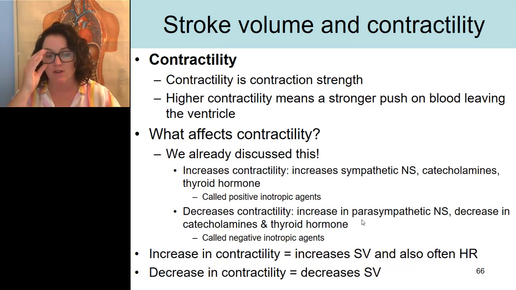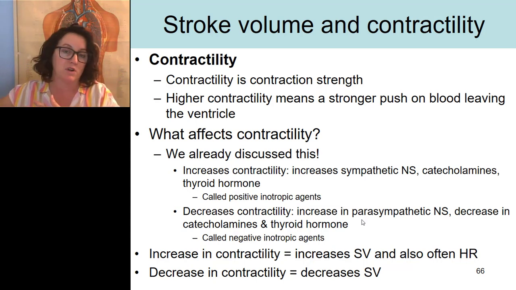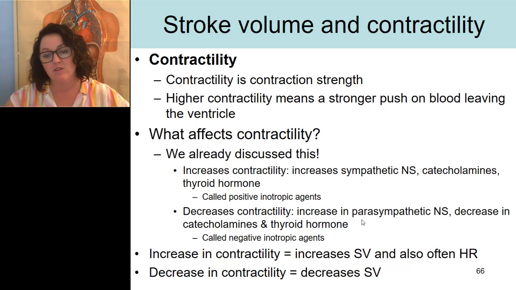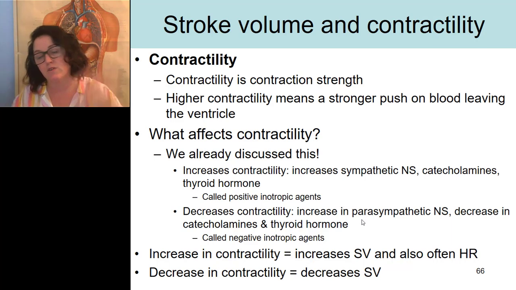Okay, so in summary, if we increase contractility, we're going to increase stroke volume, and don't forget we also increase heart rate. If we decrease contractility, we're going to decrease stroke volume and also decrease heart rate.